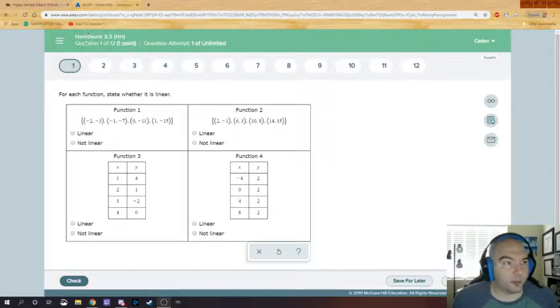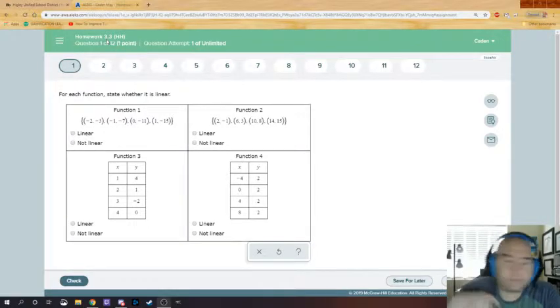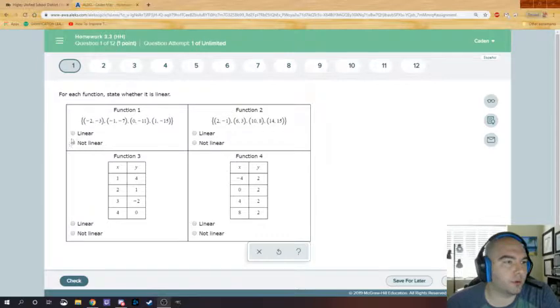We got homework 3.3 up in here. This time, the majority of homework 3.3 is about finding the slope. So we're going to see some problems about that in a little minute. Let's get started. Before we get to the slope problems, we got some problems about determining if a set of points is linear or not.